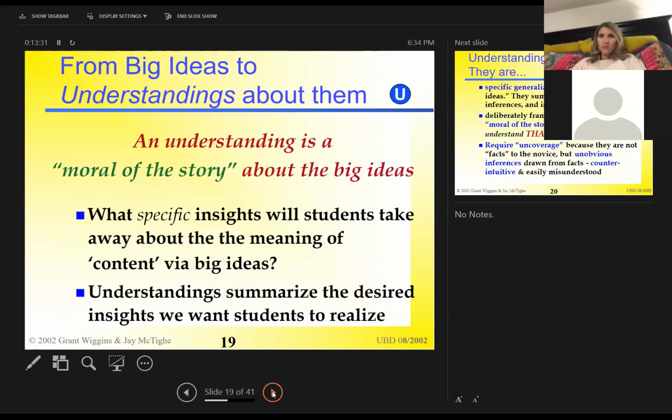So, an understanding is the moral of the story. So what specific insights do you want students to take away from these big ideas? And then they have to be things that the students can summarize, they can internalize, and then they can actually reiterate back to you, okay?